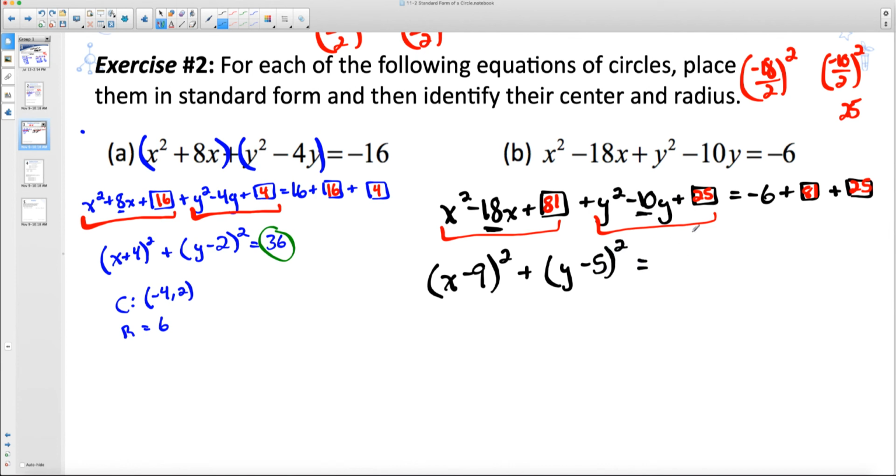And that's going to equal, is that going to be 100? It's going to equal 100. So our center is 9, 5, and the radius is 10.